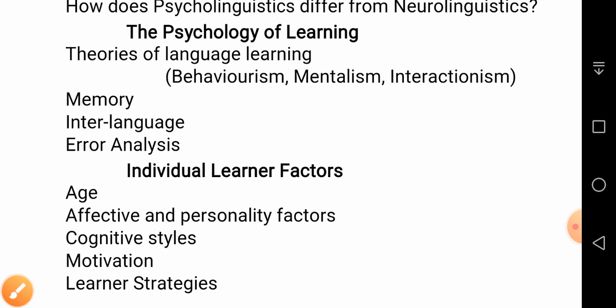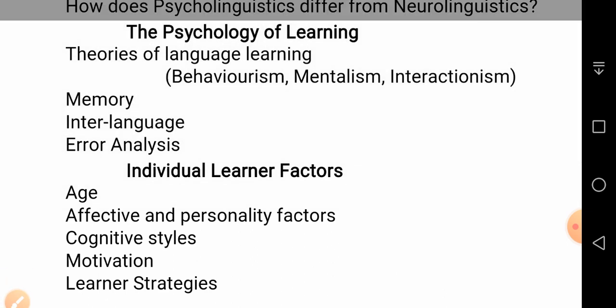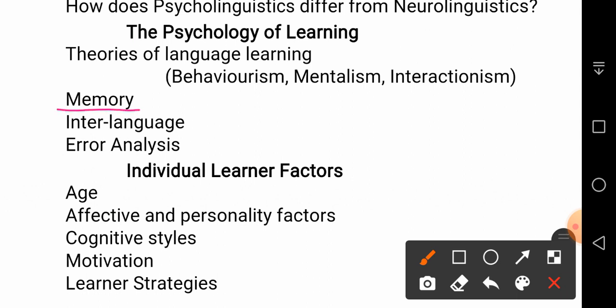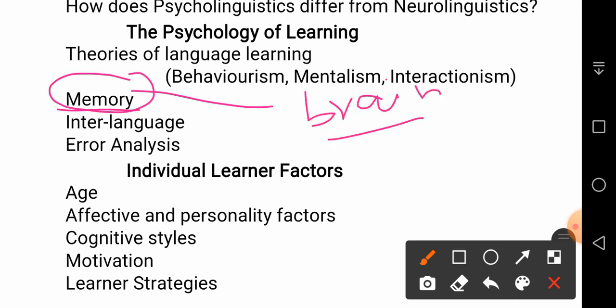What is the role of memory in language learning? Memory, as we know, relates to the brain. Inside the brain we have memory pockets. As language is in the brain, and all language initiates from the brain, we have to study the brain first: parts of the brain, the left hemisphere, the right hemisphere, Broca's area, Wernicke's area.